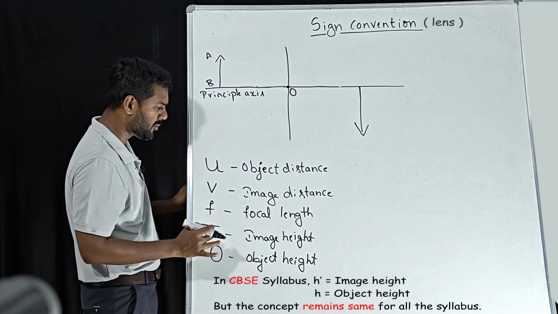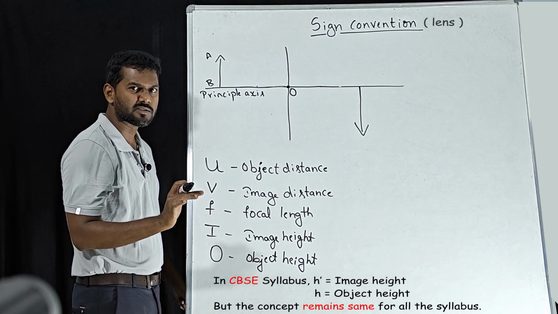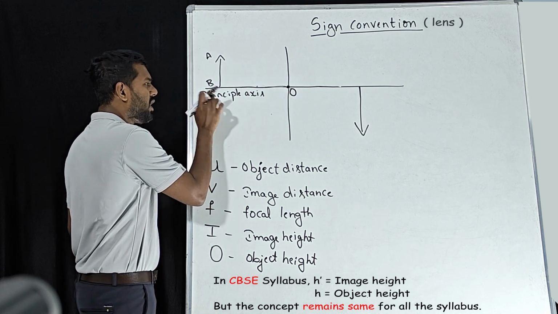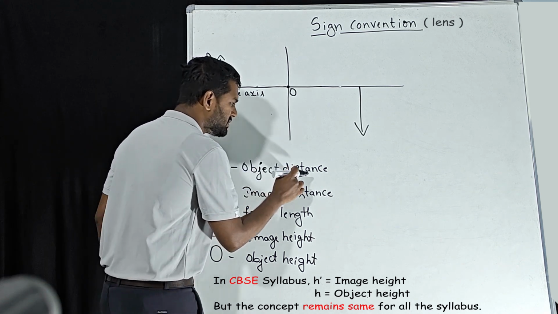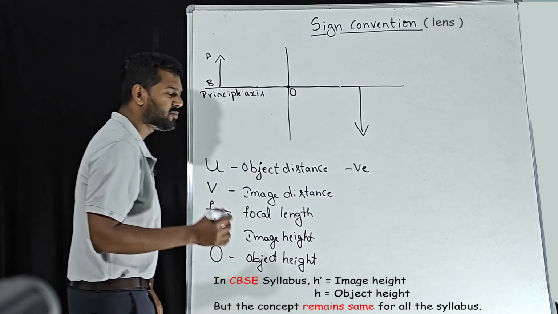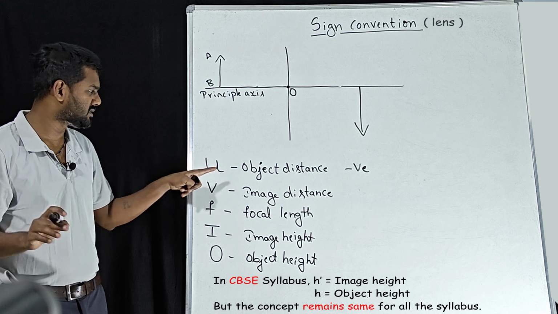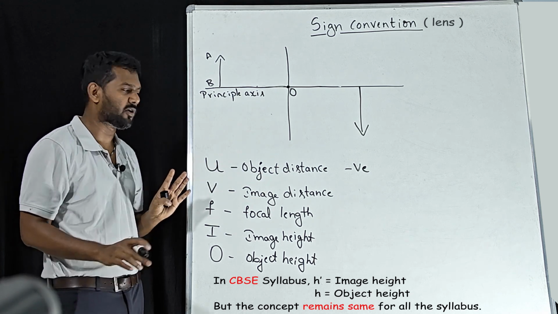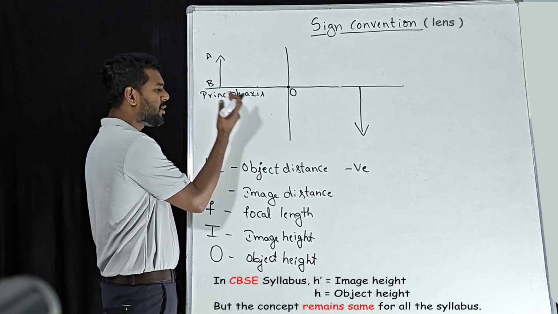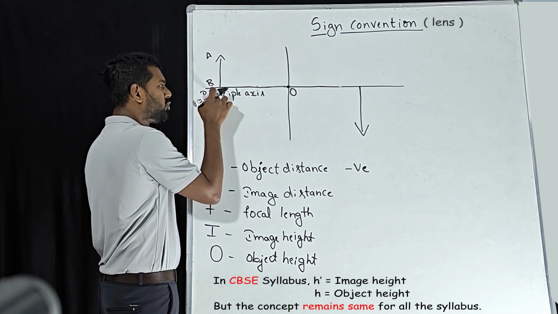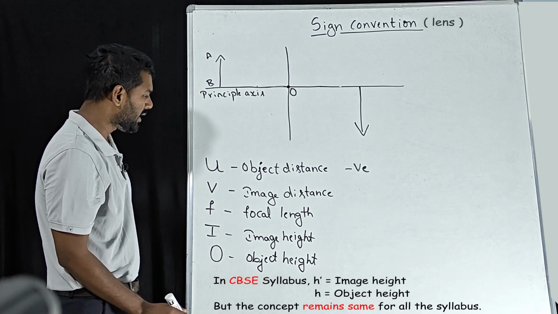Next, we'll go one by one. Object distance. This is the object. What is object distance? From the optic center to the object. So without checking, you can always write that object distance is always negative, whether it is for a convex lens or a concave lens. For both lenses, object distance is always negative. Why? Because the object is always kept on the left side. Object distance is from the optic center to the object, towards left. That is why it is always negative.